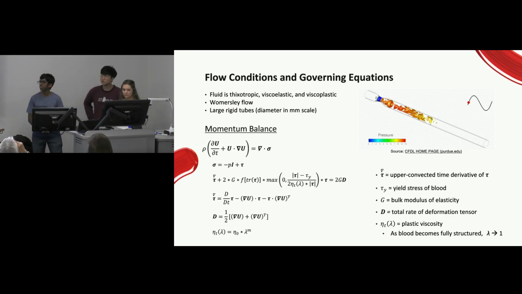Does the simulation actually have particles in it for blood cells? No, right? It's just continuum, is it? Yeah, for the most part. It's essentially a transient continuous simulation. Then how does it know what lambda is? Does it have some kind of equation for lambda somewhere? In the TEVP part, yes.